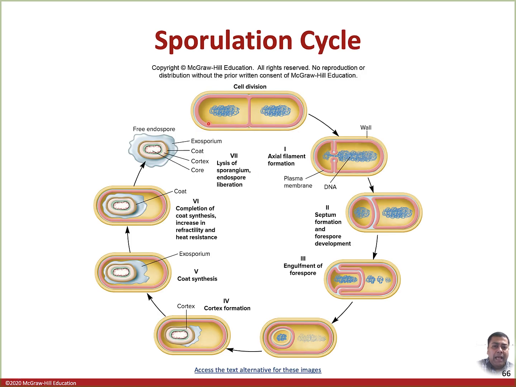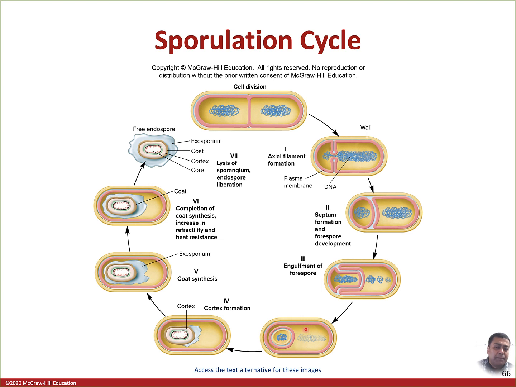What happens is that the cell divides into two compartments. You can see that some axial filament is formed in this condition, which divides the cell into two unequal compartments. After this axial filament formation, a septum separates them. This is called the forespore, and this is the vegetative cell. Now the vegetative cell engulfs the forespore, and the forespore is now inside the vegetative cell.